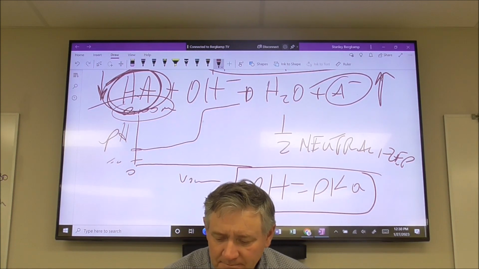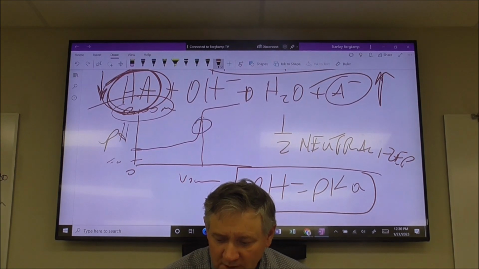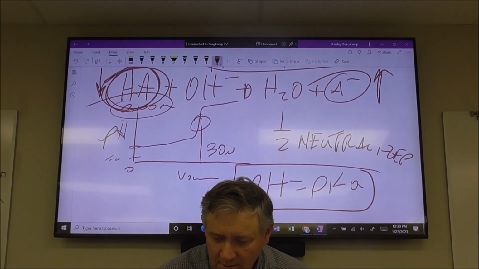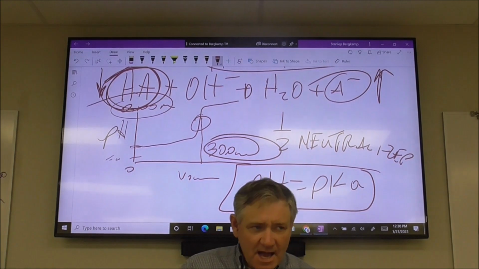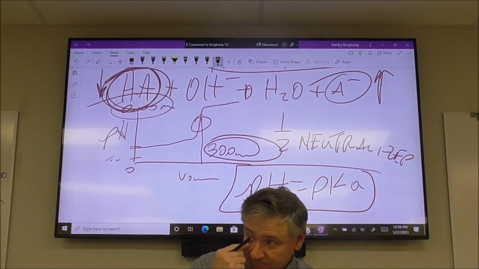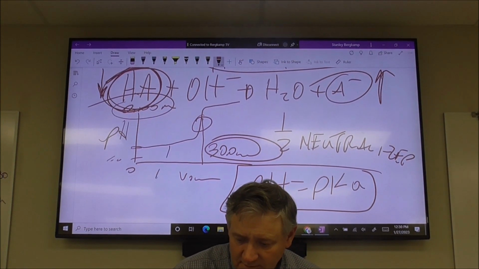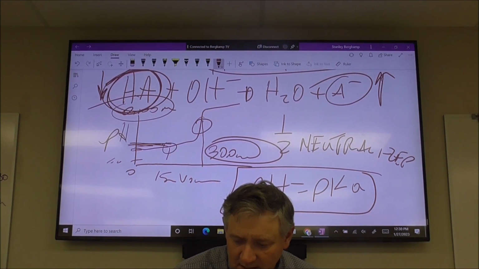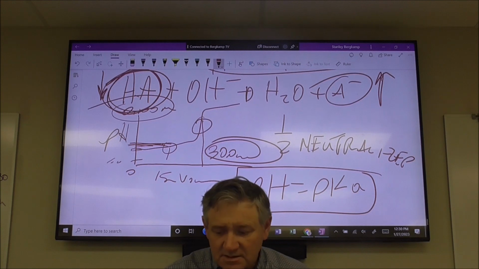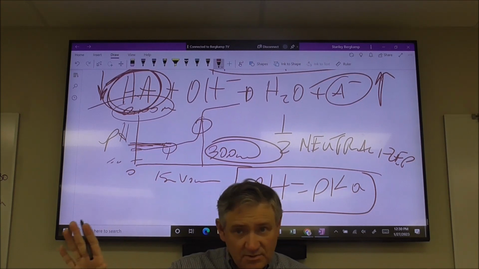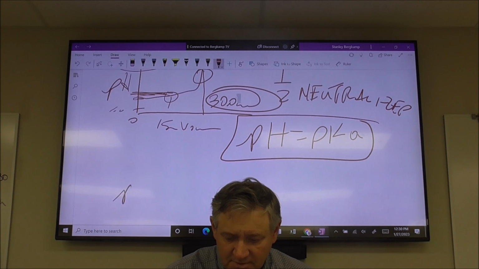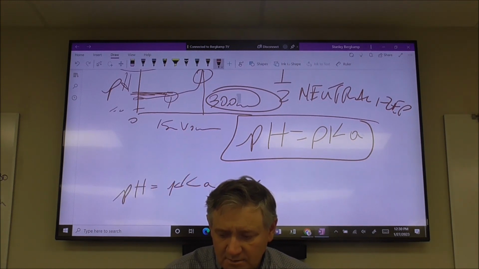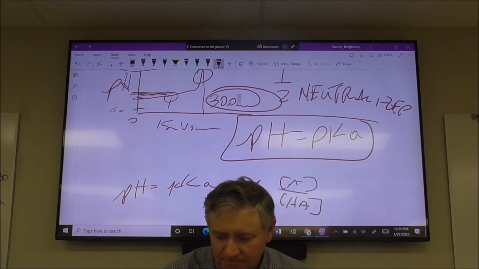So let's say that the equivalence point occurs at 30 milliliters. Where's the half equivalence point going to be? 15, right? So if I gave you that graph, or at least understand that concept, that when you're half neutralized, and it only works when you're half neutralized, because pH equals pKa plus the log of your anion concentration divided by the concentration of your acid.